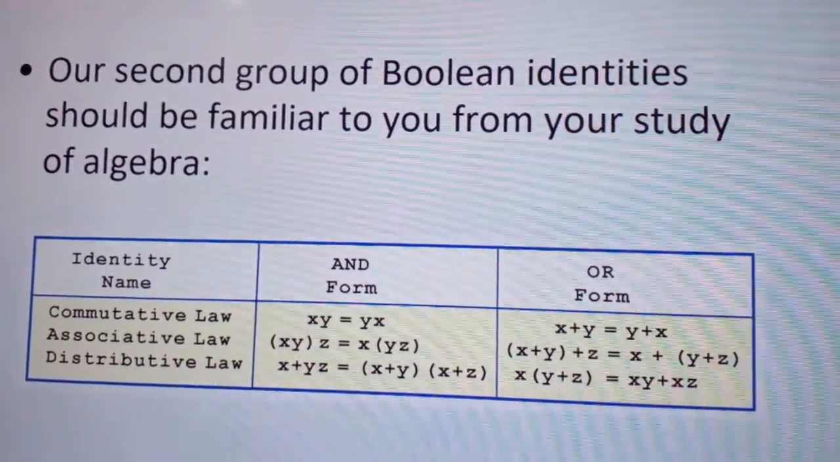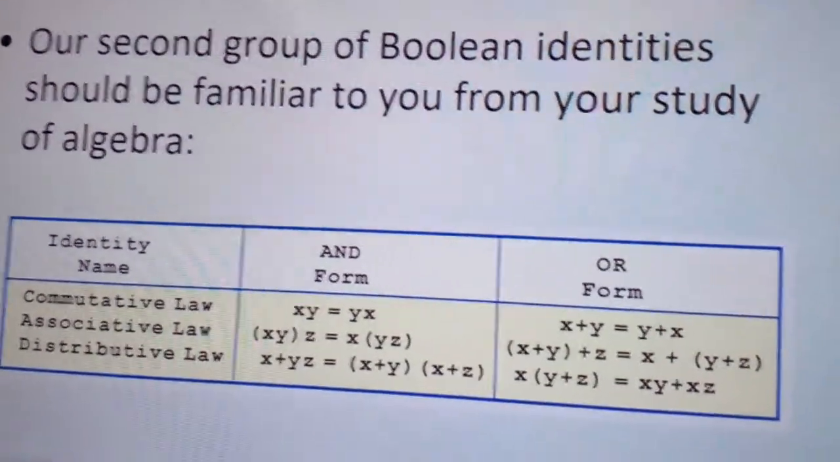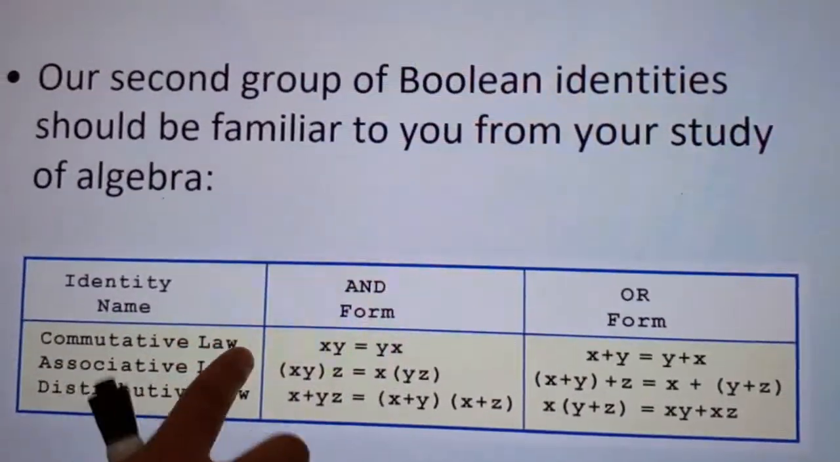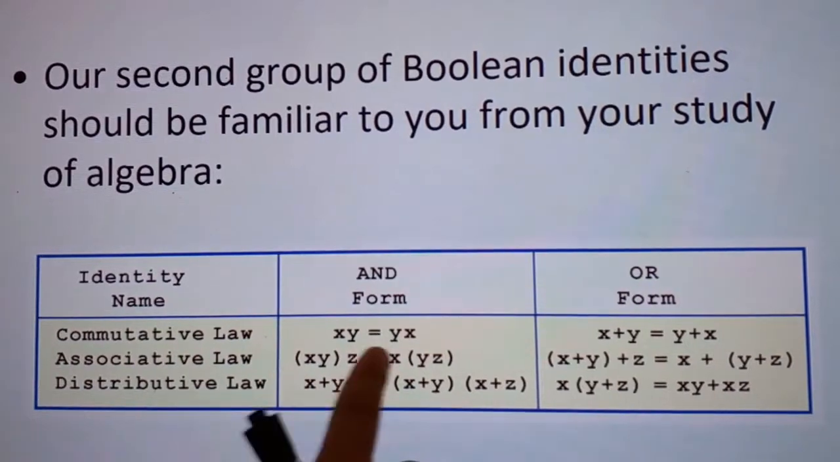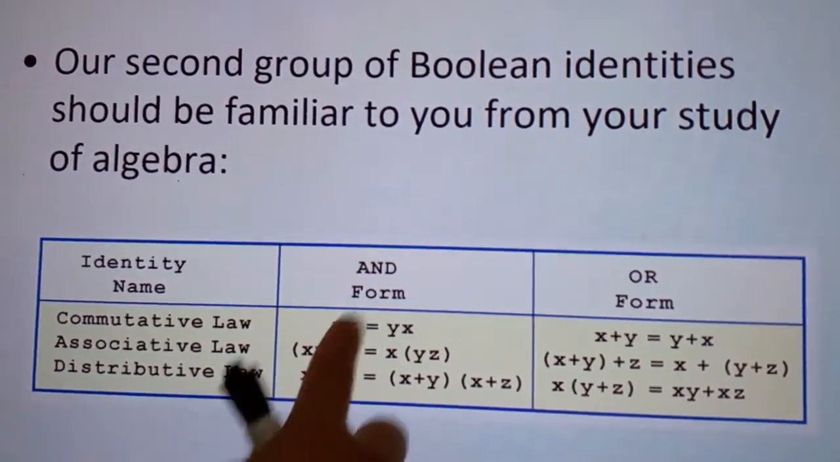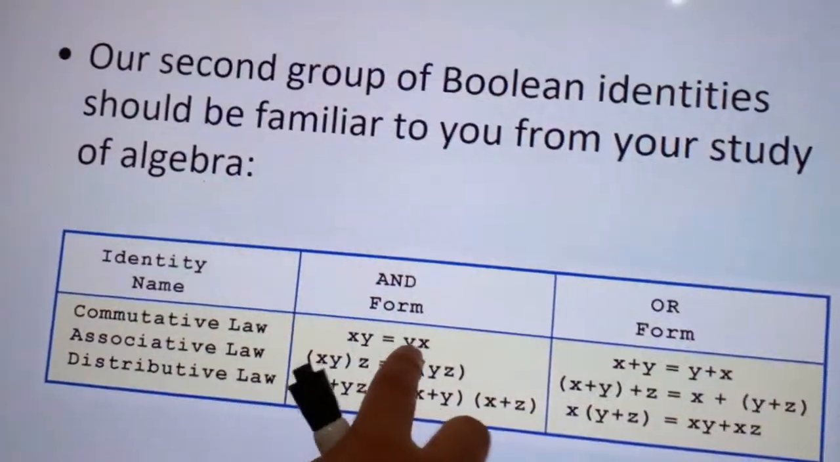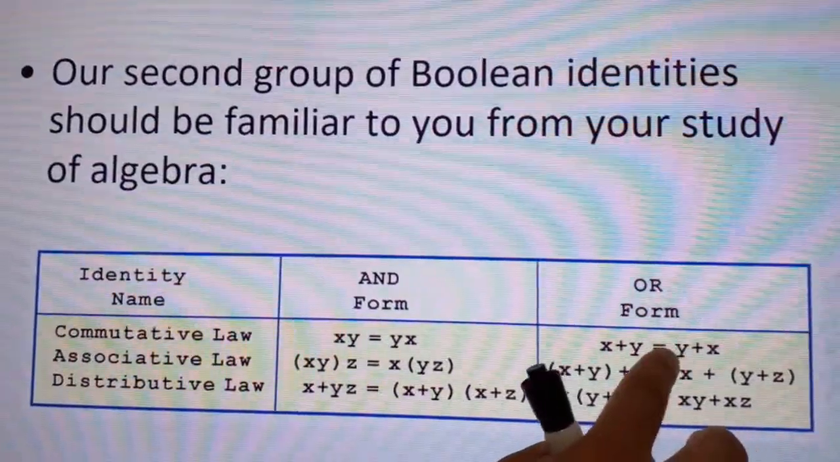So our second group of Boolean identities should be familiar to you from your study of algebra. So sa atong algebra, naa magita diri sa atong commutative law. So xy equals yx. Since ang form man atong gigamit, meaning it is a multiplication. So xy is equal to yx. There is also atong or form, mahimo na siyang x plus y equals y plus x.